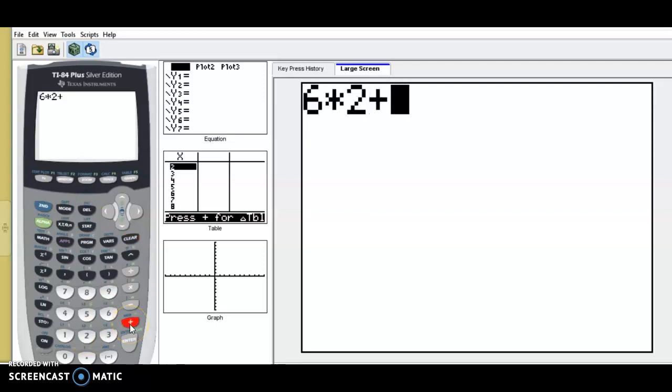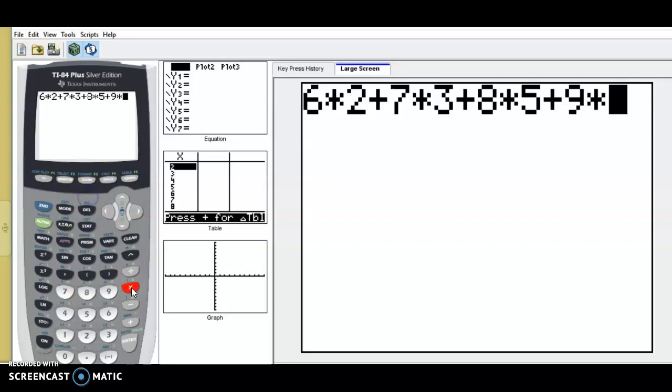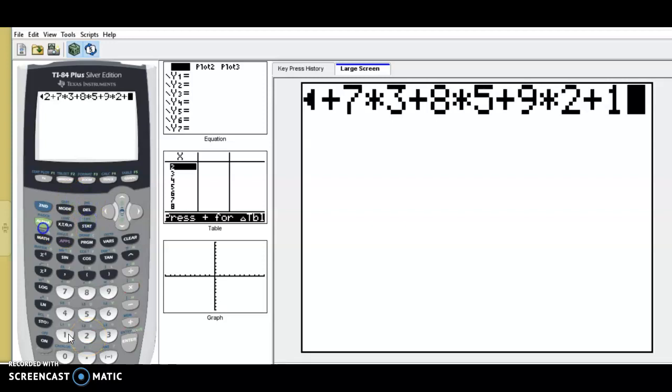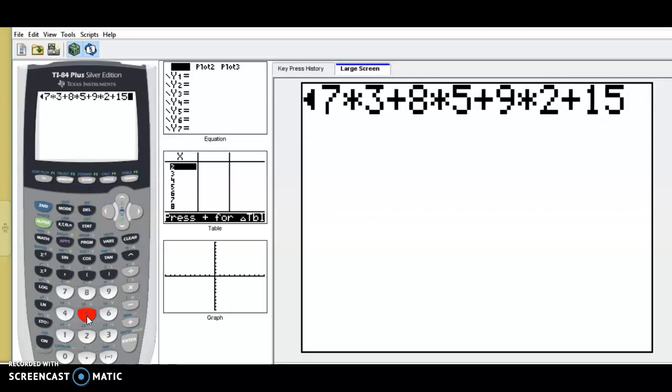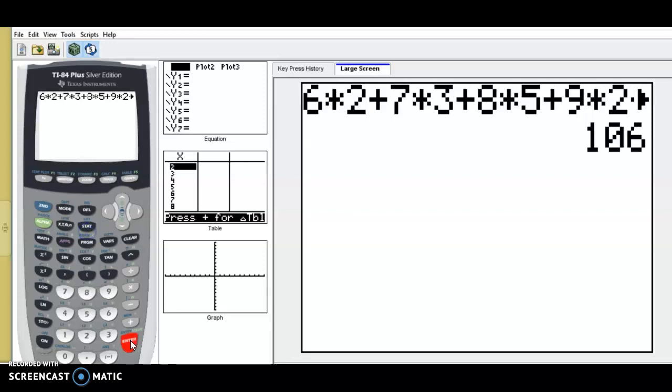plus 7 times 3 plus 8 times 5. Just don't forget the addition sign. 9 times 2 plus 15. And again, if that didn't make sense to you, you could have just typed in all 13 numbers and made sure you added them together. Go ahead, press enter. There's my total for 106.